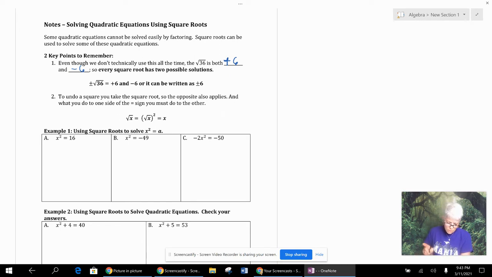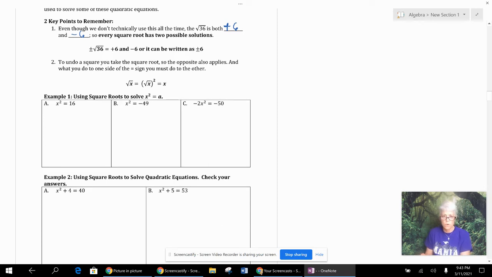For number 2, to undo a square, you take the square root. So the opposite also applies. And what you do to one side of the equal sign, you must also do to the other side of the equal sign. So let's look at what we got here. The first one is x squared equals 16.